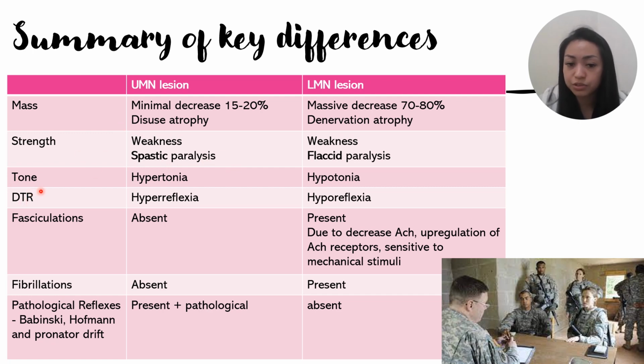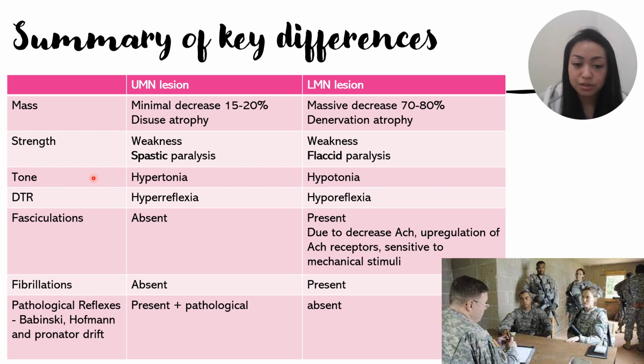So in upper motor neurons, we see hypertonia. And hypertonia because of the decreased inhibition of the lower motor neuron, which means increase in the stimulation of the alpha motor neuron, leading to hypertonia. In lower motor neuron, we see hypotonia because we decrease the stimulation of the alpha motor neuron.